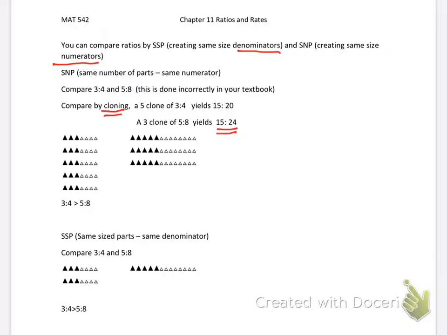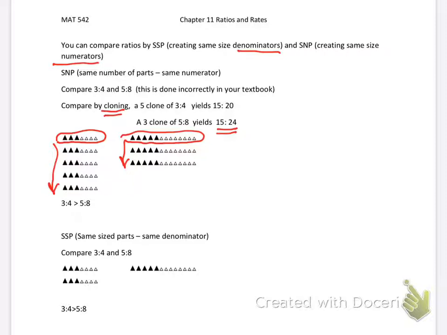So in terms of cloning this, this was a 3 to 4 right here, and we cloned that 5 times, so that's why we wrote it down like this. This was a 5 to 8 clone here, ratio here, and then we cloned it like this. So that's going to let you compare it now.